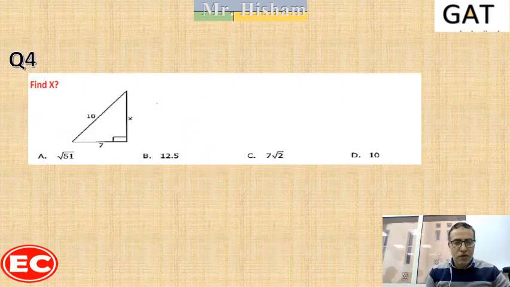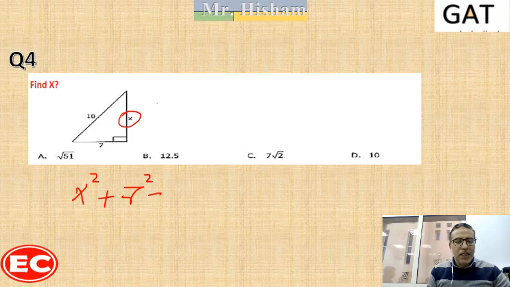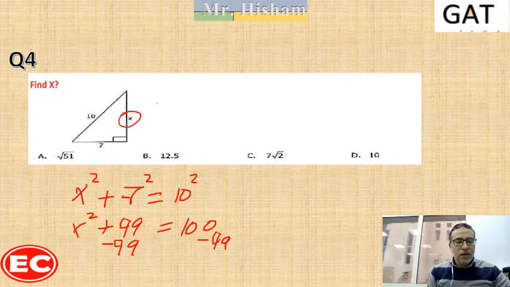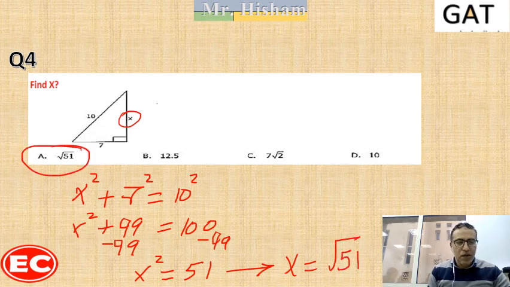Regarding question number 4, I have one of the legs missing. So let's apply the Pythagorean rule. x squared plus 7 squared is equal to 10 squared. So x squared plus 49 is equal to 100. By subtracting 49 from both sides, x squared is equal to 51. And by taking the root, x is equal to the root of 51. So the right answer is A.